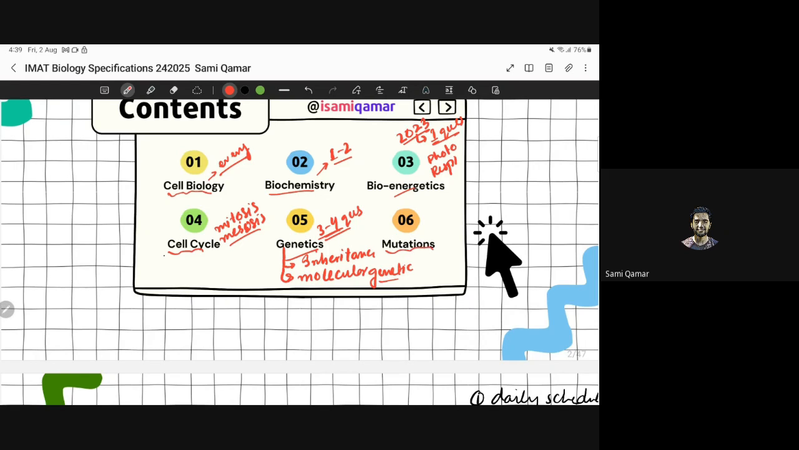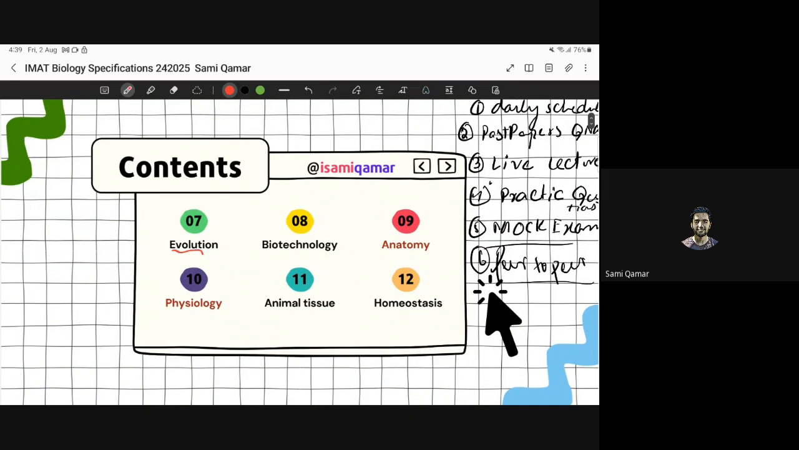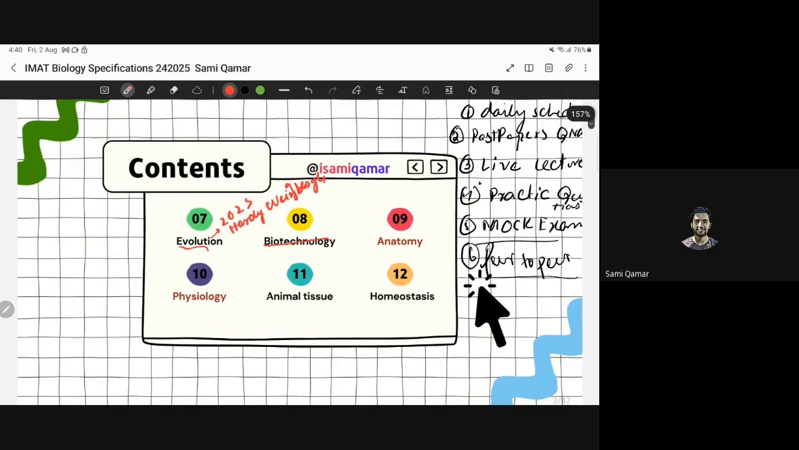Mutations are going to be important, because in 2023 there was one question from mutations. I hope you can understand it. Then there is evolution, and in evolution in 2023 there was one more question, from the Hardy-Weinberg theorem. Biotechnology is not that important, but we will be doing that. But anatomy and physiology is a very important one.